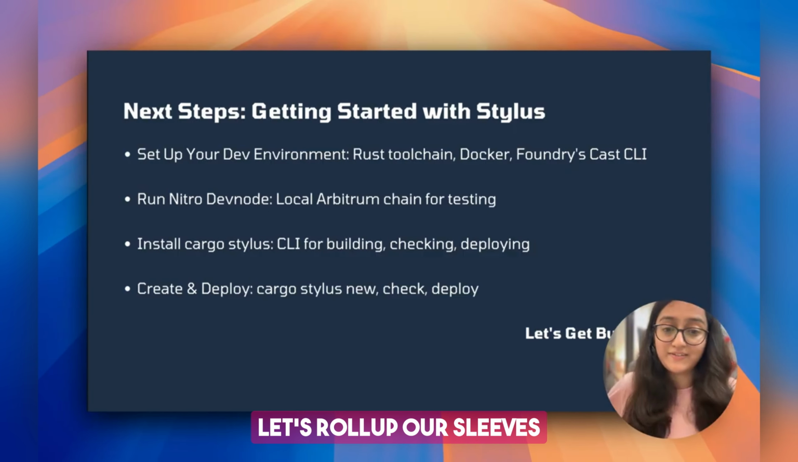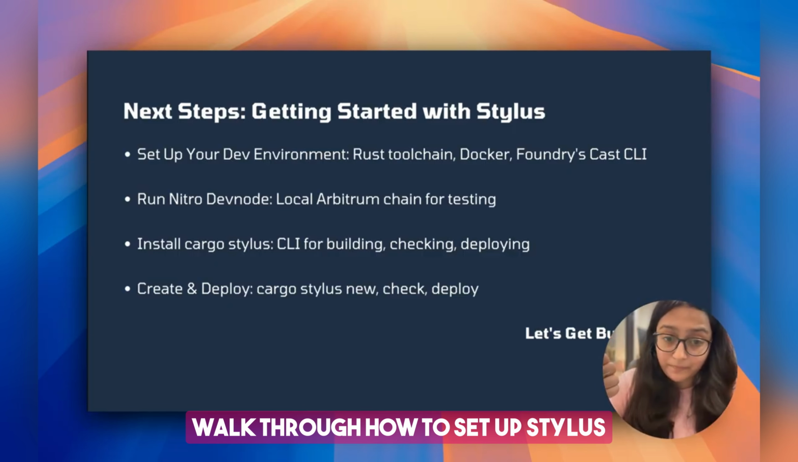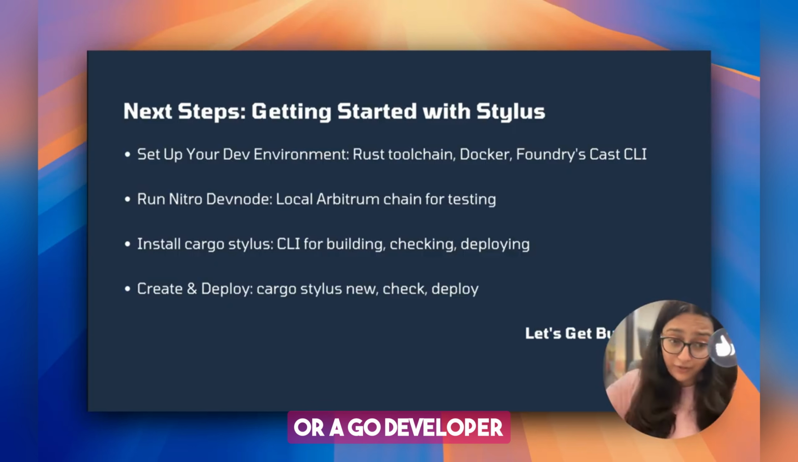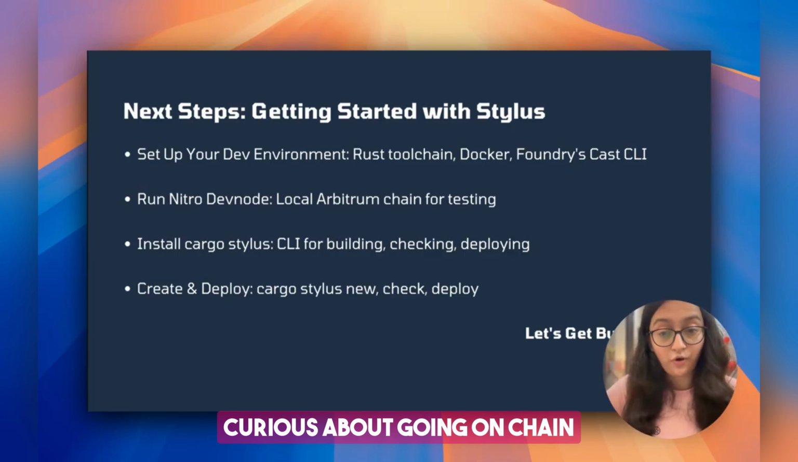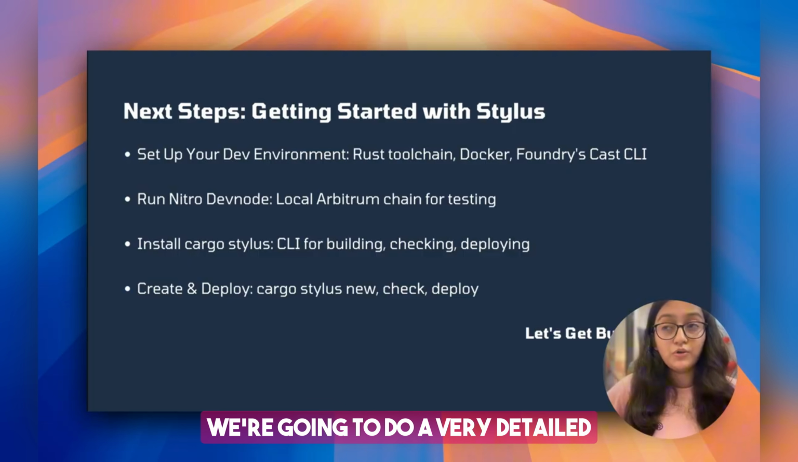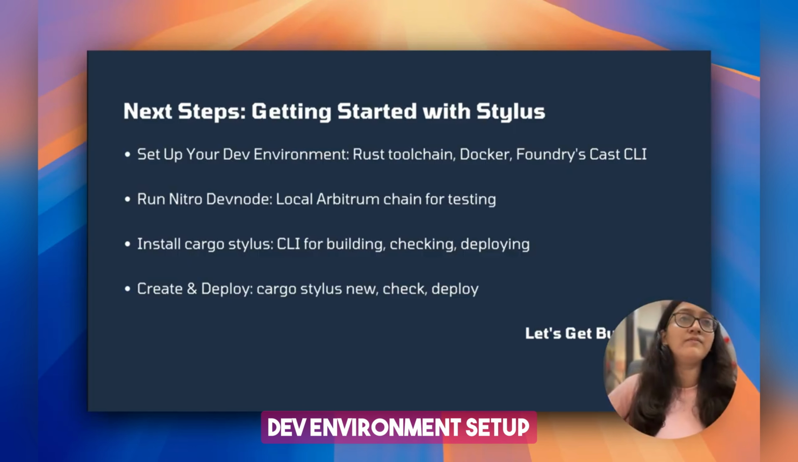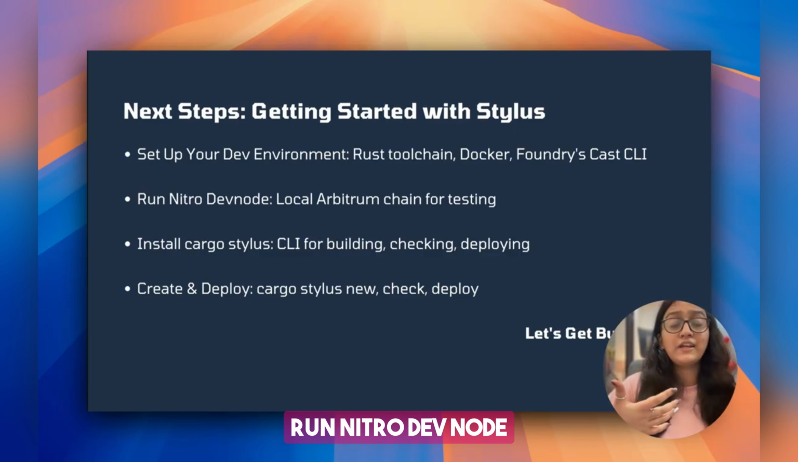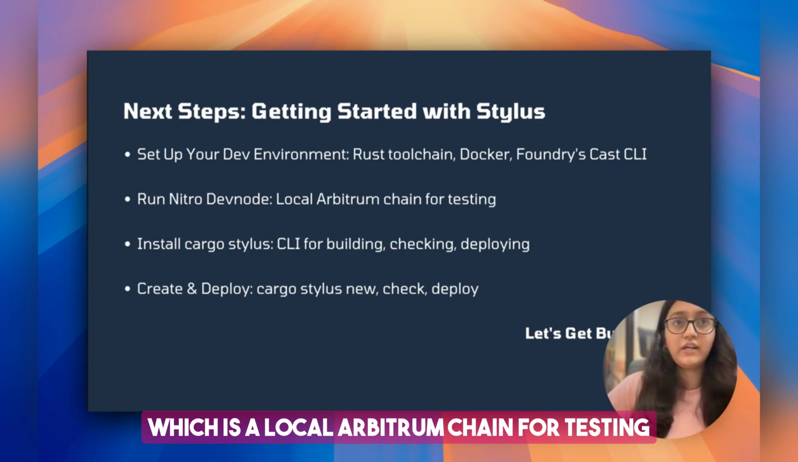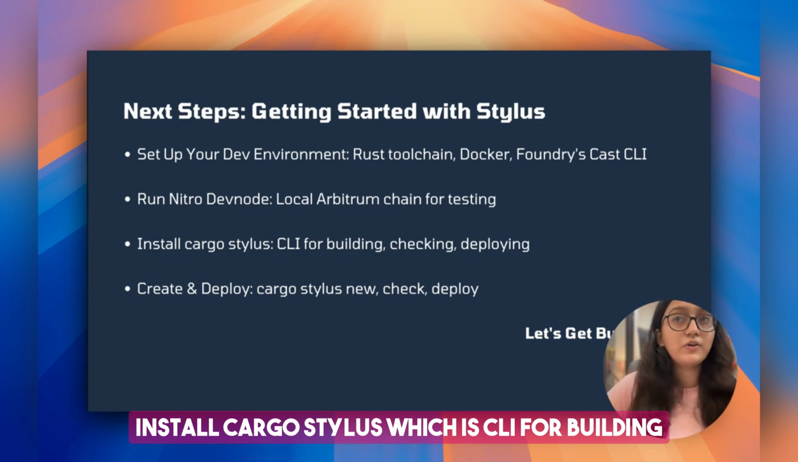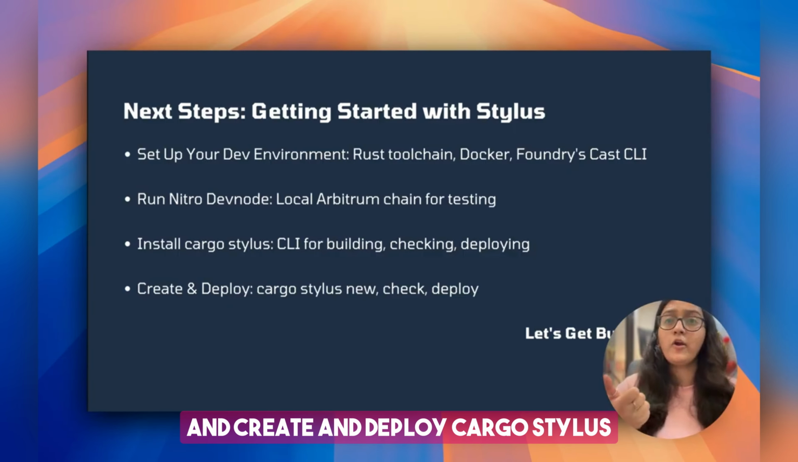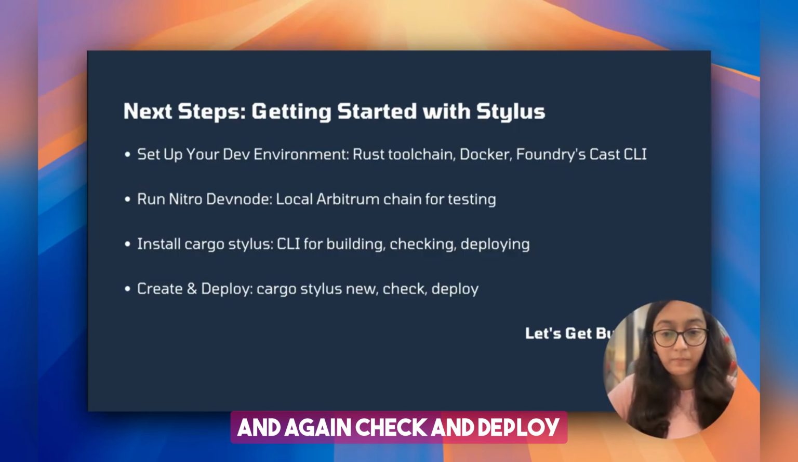Let's roll up our sleeves and walk through how to set up Stylus, whether you are a Rust wizard, a C++ veteran, or a Go developer curious about going on chain. We're going to do a very detailed dev environment setup. You need to have Rust, Docker, Foundry. We'll do the installations, run Nitro Devnode, which is a local Arbitrum chain for testing, install Cargo Stylus, which is the CLI for building, checking, and deploying, and create and deploy Cargo Stylus, and again, check and deploy.